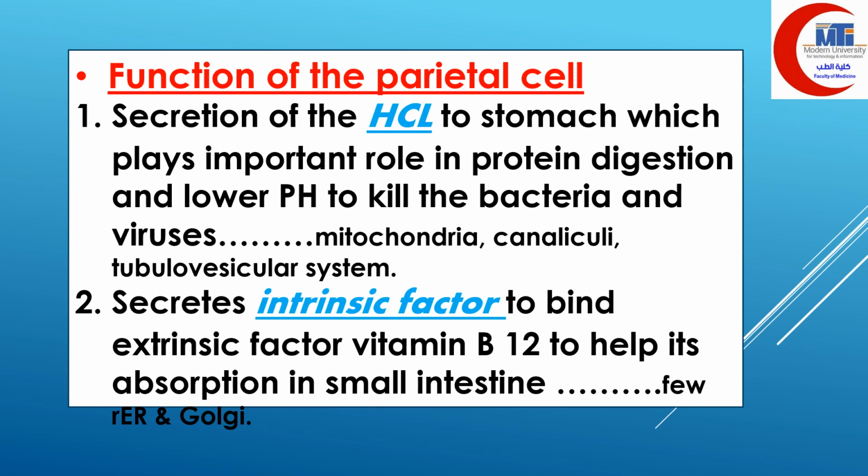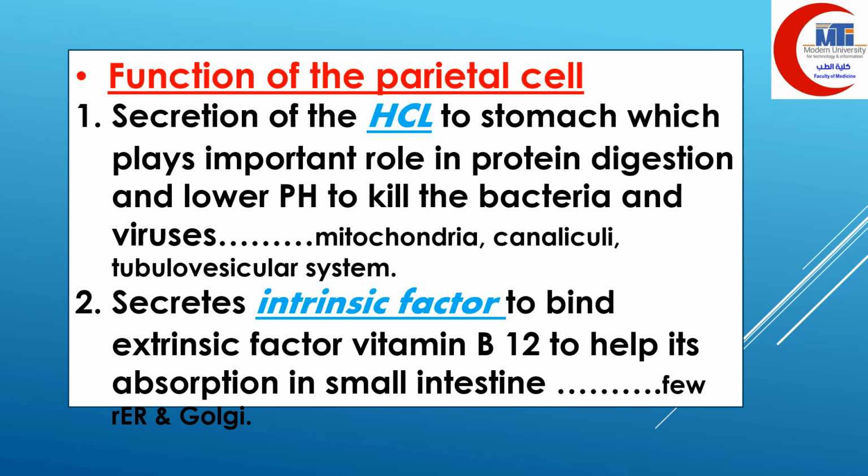Now, what is the function of the parietal cell? The main function is the production of hydrochloric acid. HCl plays an important role in protein digestion and in lowering pH in order to activate the digestive enzymes and kill bacteria and viruses. This is produced by the mitochondria, canalicular, and tubulovesicular system.